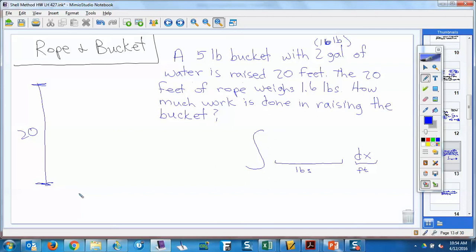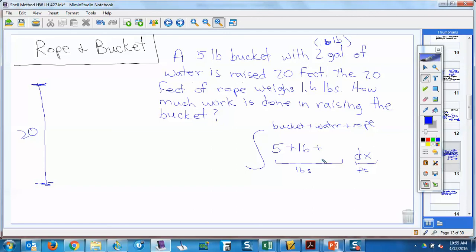Okay? All right. So we need an equation here for pounds. Well, where do the pounds come from? It comes from the bucket plus the water plus the rope. Right? Those all weigh something. We need to get the weight of those. Now, is the bucket changing? 5 pounds. Is the water changing? No. 16 pounds. Is the rope changing?